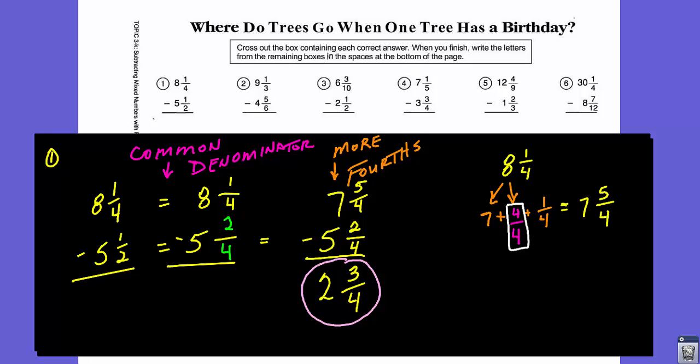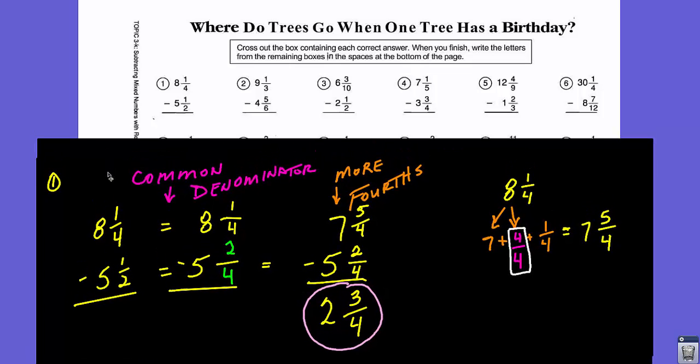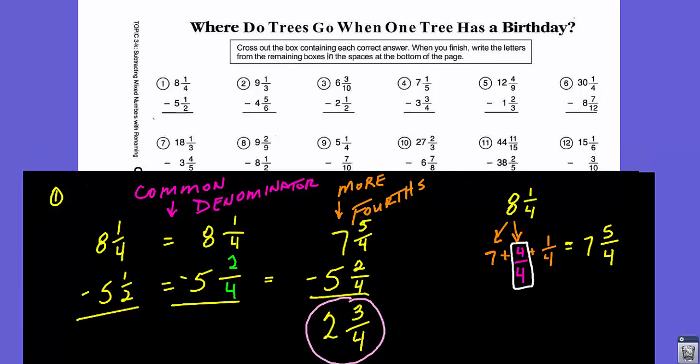I'm going to go ahead and take that answer. Let's get me some space right down here. I got a couple boxes built up there. I'm going to take that and write it right here.